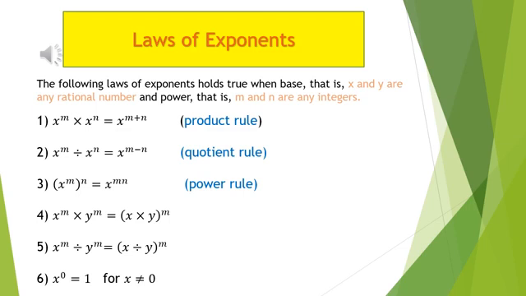Now the sixth rule is, if any number has a power of 0, like 2 raised to the power 0, 1 by 2 raised to the power 0, 5 raised to the power 0, it always gives you 1, except when x is equal to 0. That is, x cannot be equal to 0. Your base can't be equal to 0. Otherwise, any number that has a power of 0 is equal to 1.